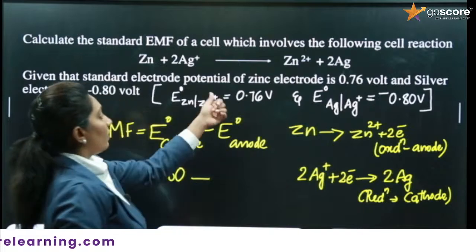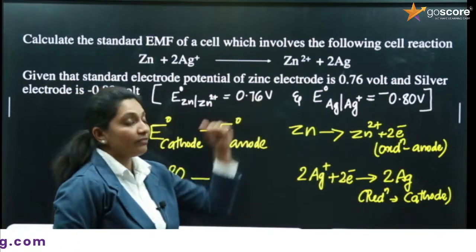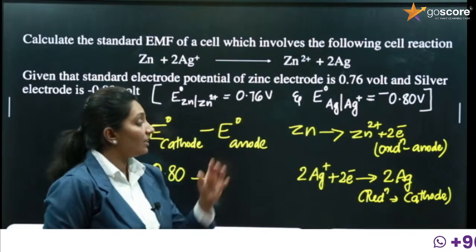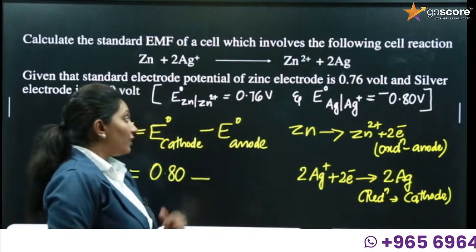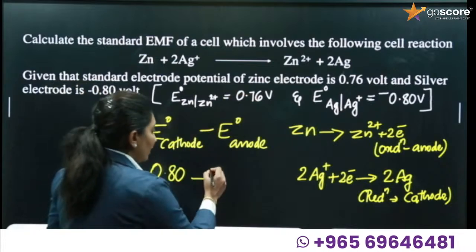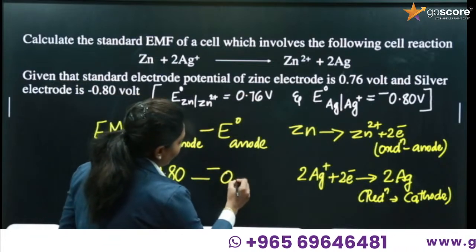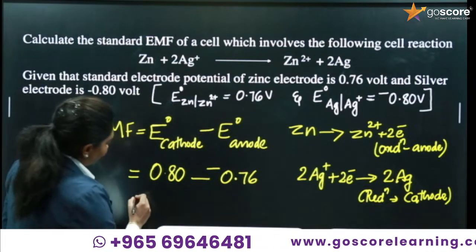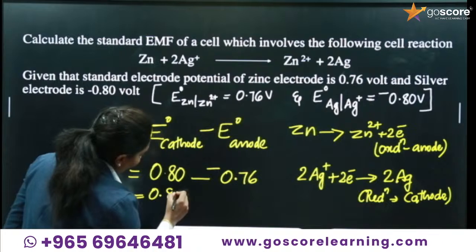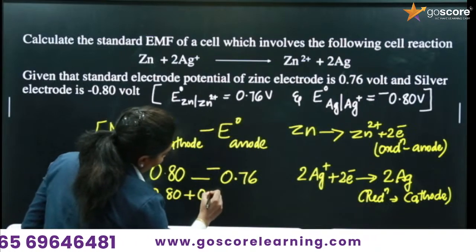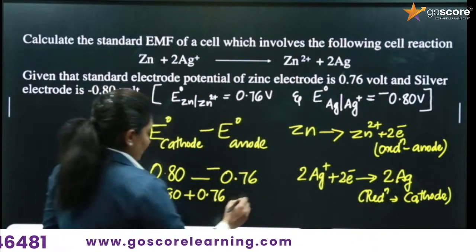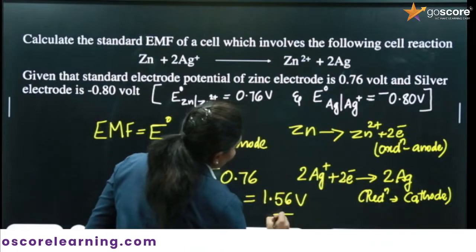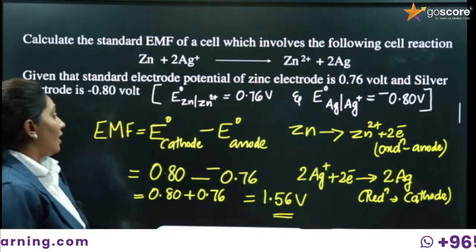Minus the oxidation potential of the anode, which is given as 0.76. If you convert it into the reduction potential of the anode half cell, it will have the negative sign. Then it will be minus of minus 0.76, right? So what will you get? 0.80 plus 0.76. That will be 1.56 volt, which is your answer.